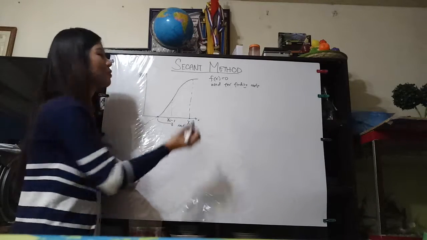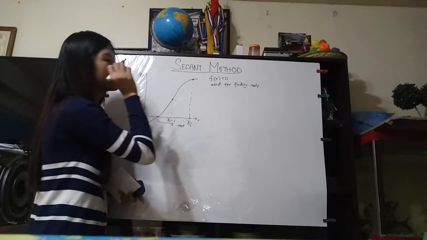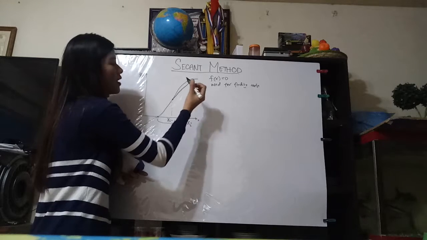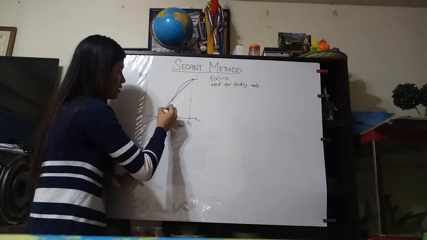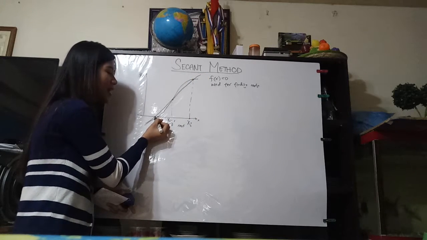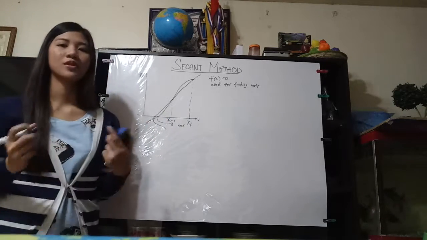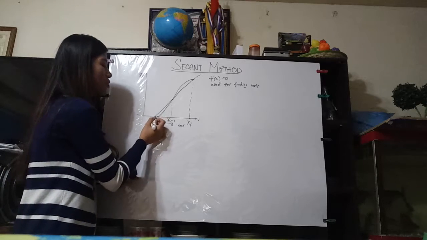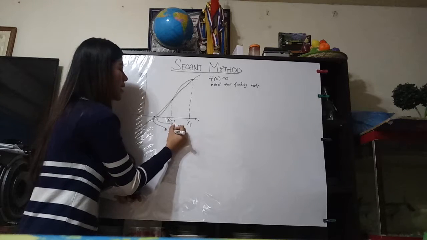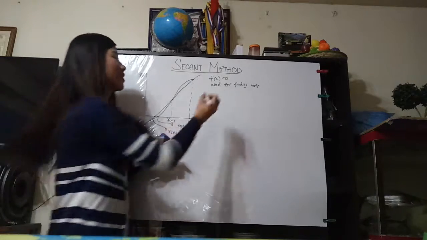Now for our secant method, we draw a line between the 2 points. Here are our 2 points. We draw a secant line. And then we're just going to extend this line. Now notice that when this line crosses the x-axis, this would be the approximation value of our root. It is close to the original value of the root. So we will name this x of I plus 1.